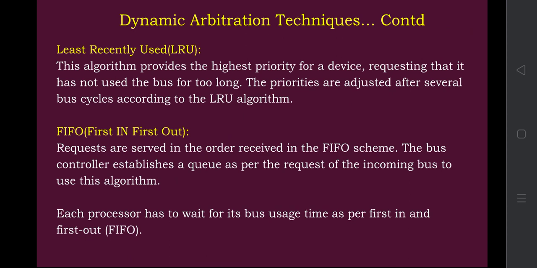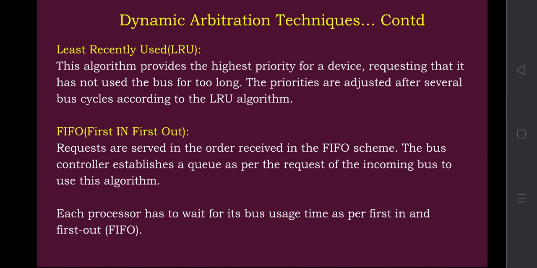Next is the least recently used, called LRU. This algorithm provides the highest priority to a device requesting that has not used the bus for too long. The priorities are adjusted after several bus cycles according to the LRU algorithm. So here, as the name implies, least recently used. For example, there is a device which has not been used for a long time. Then that particular device will be given the highest priority. So let it use the bus cycle for some time and then relinquish the control.